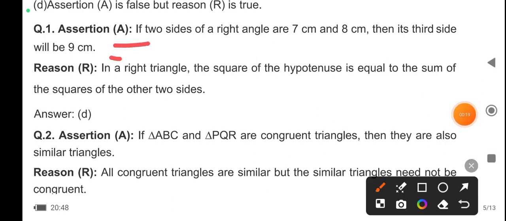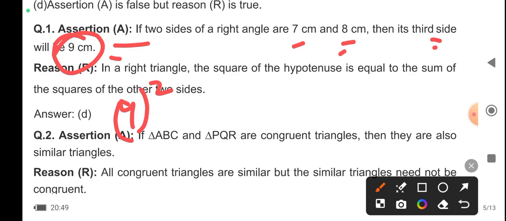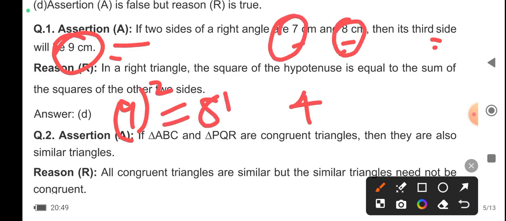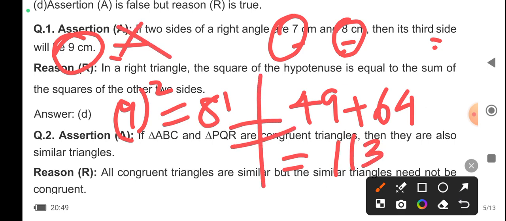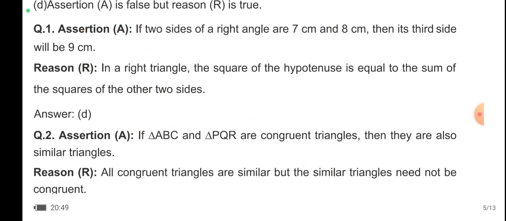In the assertion, two sides are given, one is 7 centimeter, another one is 8 centimeter, and the third side is 9 centimeter. The third side is nothing but the hypotenuse, the bigger one. You square it: 9 square is 81. Smaller ones you square and add: 7 square is 49 and 8 square is 64. If you add it, 113. Both are not equal. So the assertion is wrong, false.